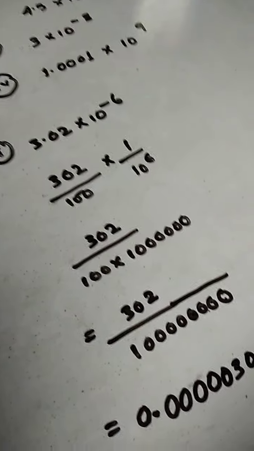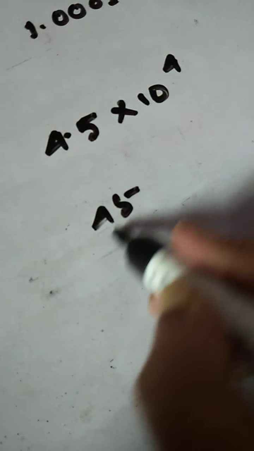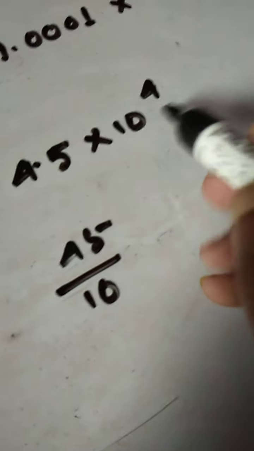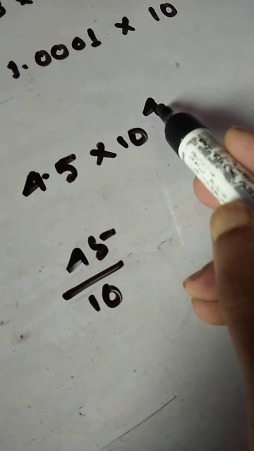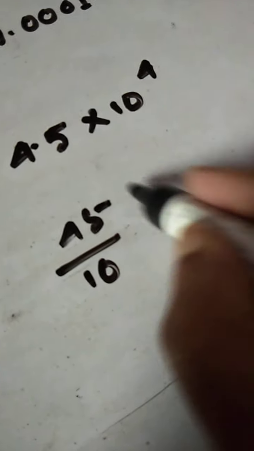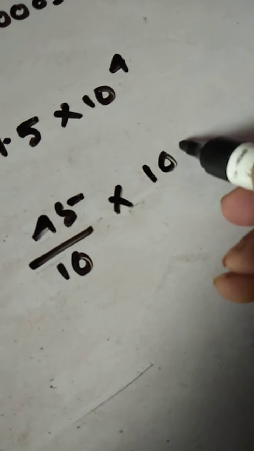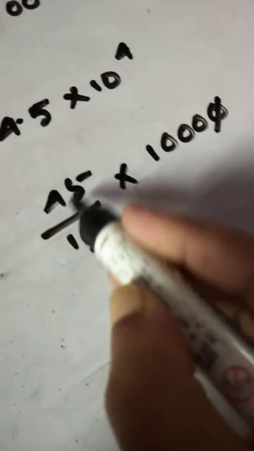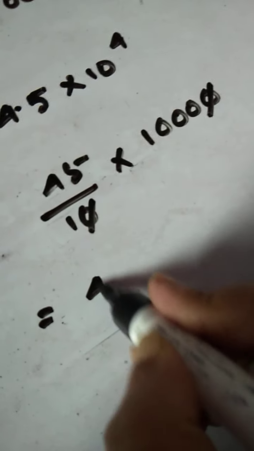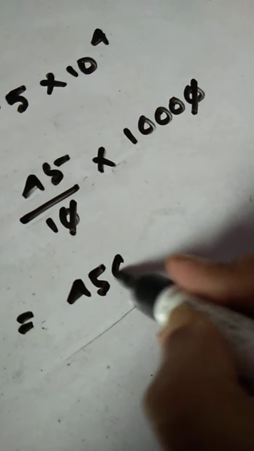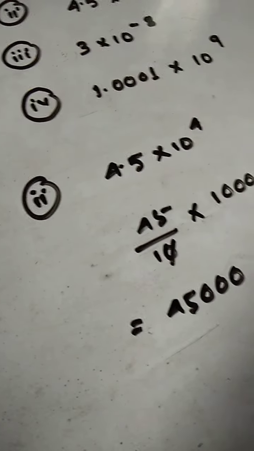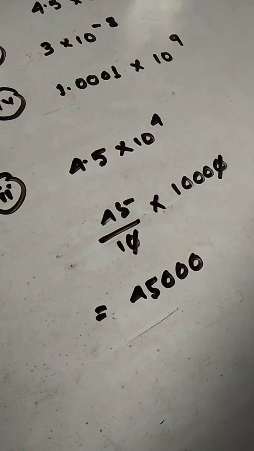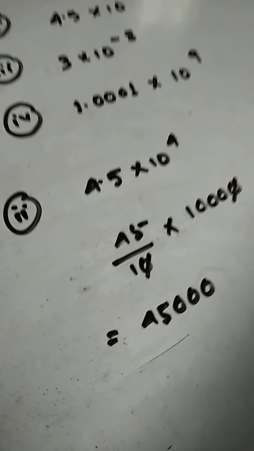Now let's move on to sum number 2. Here we again have decimal form, so convert this into fractional form. Now this 10 is carrying a positive power, so we'll not take the reciprocal. 10 to the power 4 means 4 zeros: 1, 2, 3, 4. Now we'll cancel the zeros and multiply. So 45, and how many zeros would be there? 1, 2, 3. So this is your answer. This is the usual form of this scientific notation.